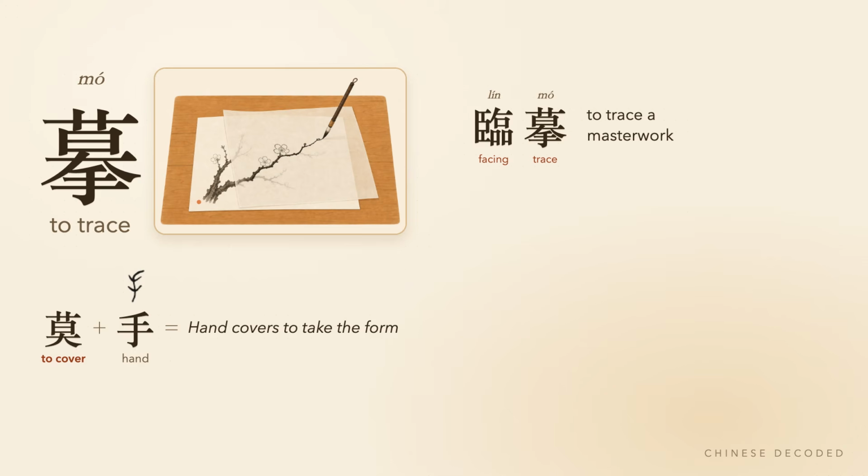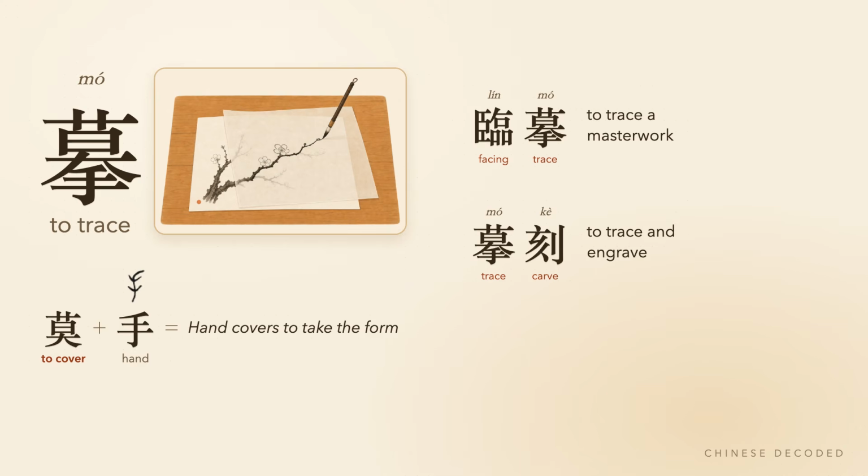The sheet covers what is being copied, and the hand takes the shape beneath it. Next, 摹刻, to trace and carve. A piece of calligraphy is covered and traced just as before. Then the tracing itself is laid over the stone where the shape is carved out, covering twice in a row, first to take the shape, then to give it.